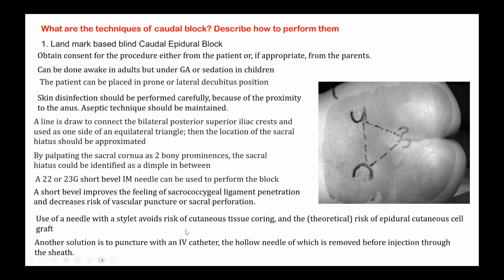And actually in the UK, they use the IV catheter, 22 gauge Enclon is used. And once you enter the space by piercing the sacrococcygeal membrane, they remove the needle, like your IV needle, and then advance the cannula, the plastic cannula, a little more into the sacral space so that you don't injure any structures or make a vascular puncture.